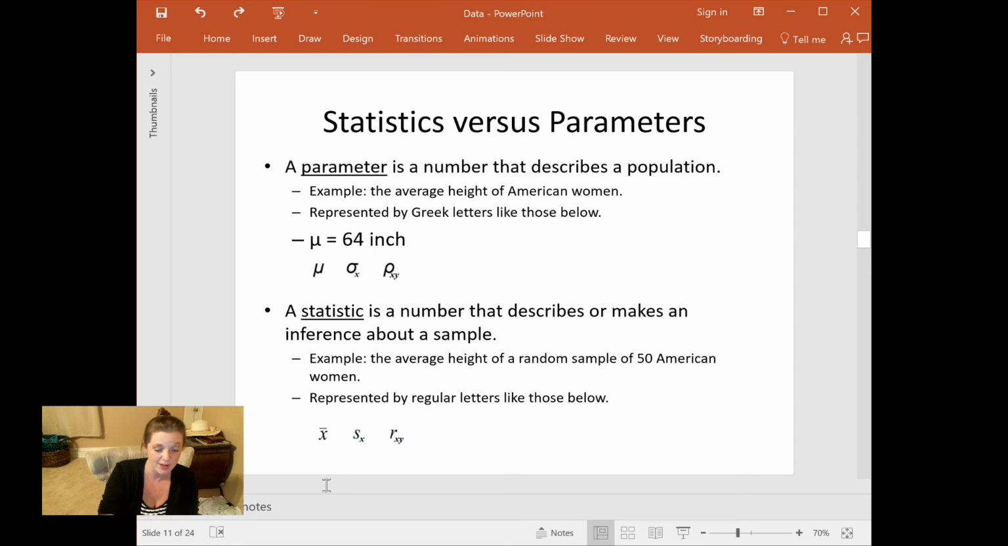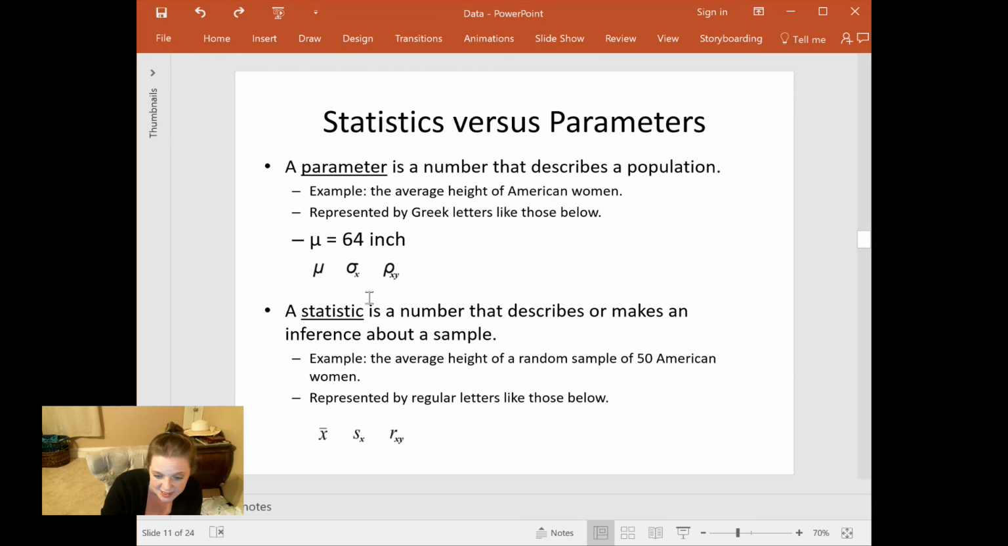This is the regular letter S. It stands for the standard deviation of a sample. This is the regular letter R. It stands for the correlation for a sample. And again, it's not important you know what the standard deviation or the correlation are now, but recognize that regular Roman letters are used without exception to represent statistics, which are numbers that you calculate for samples.